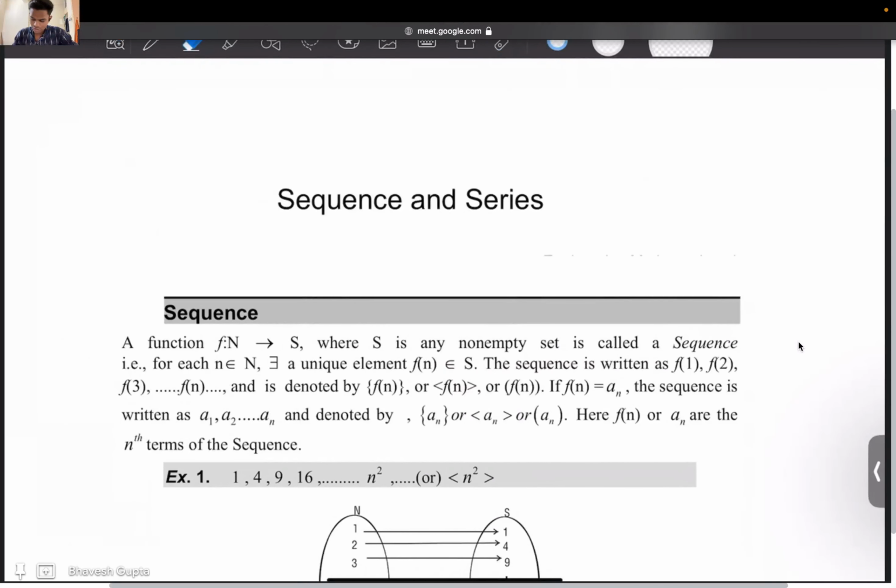So today we'll start with sequence and series. Then for the next section, I will start talking about optimization and various numerical techniques.